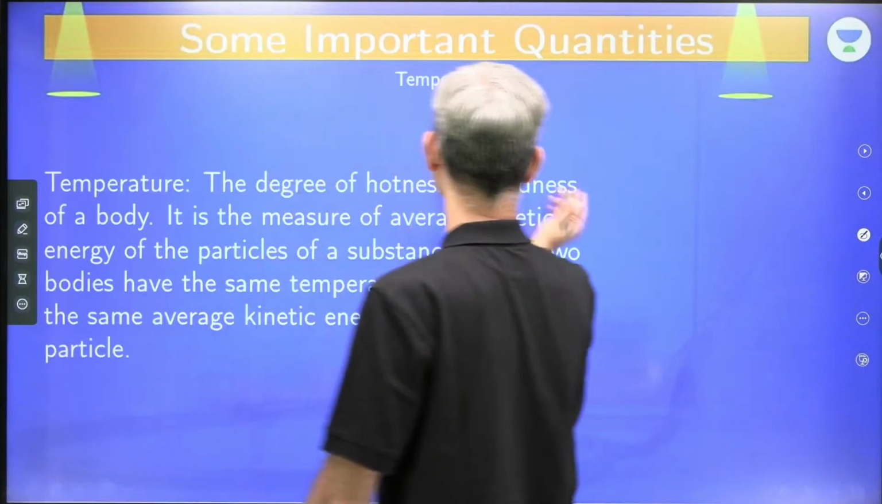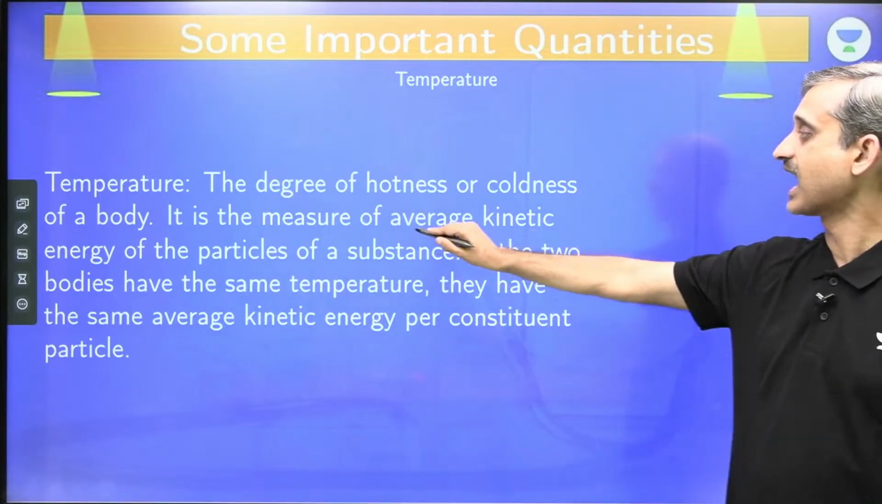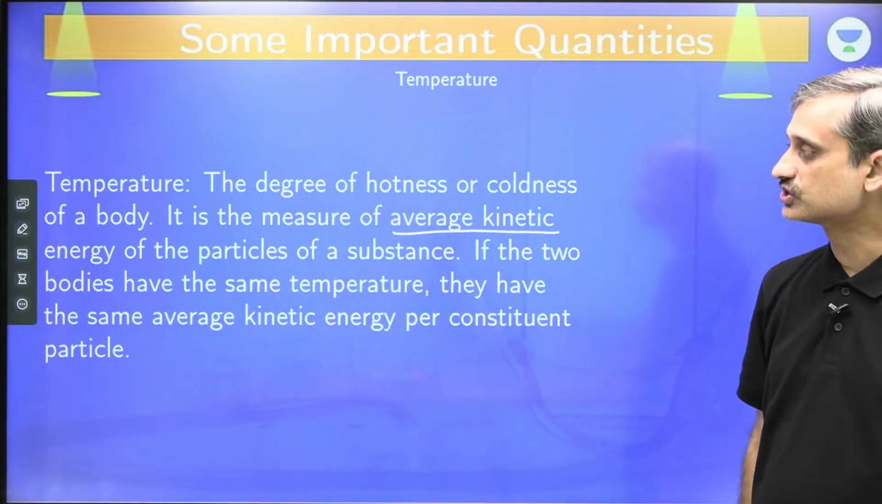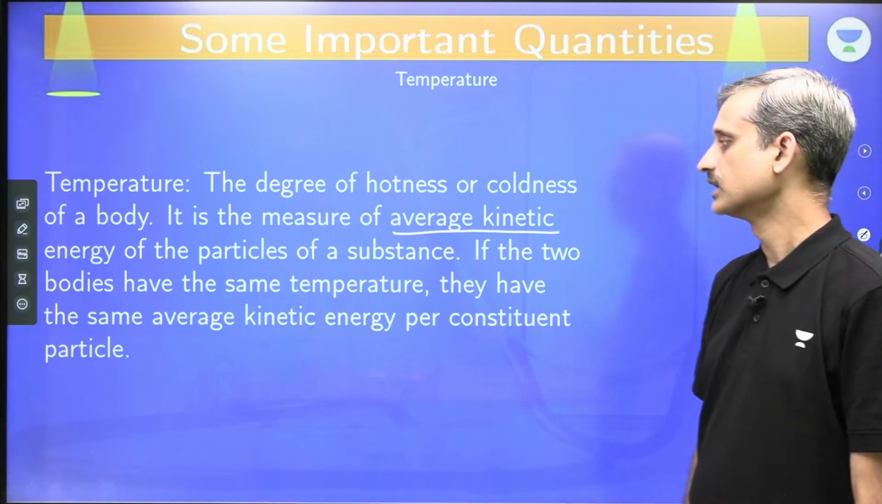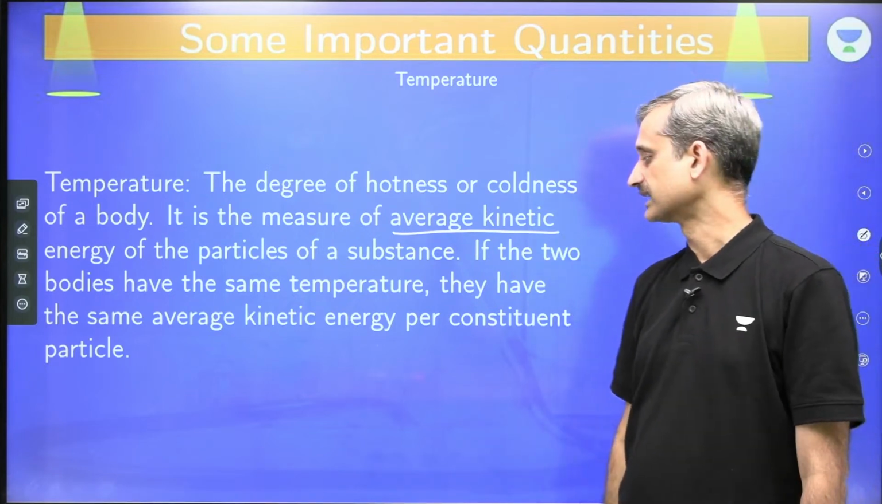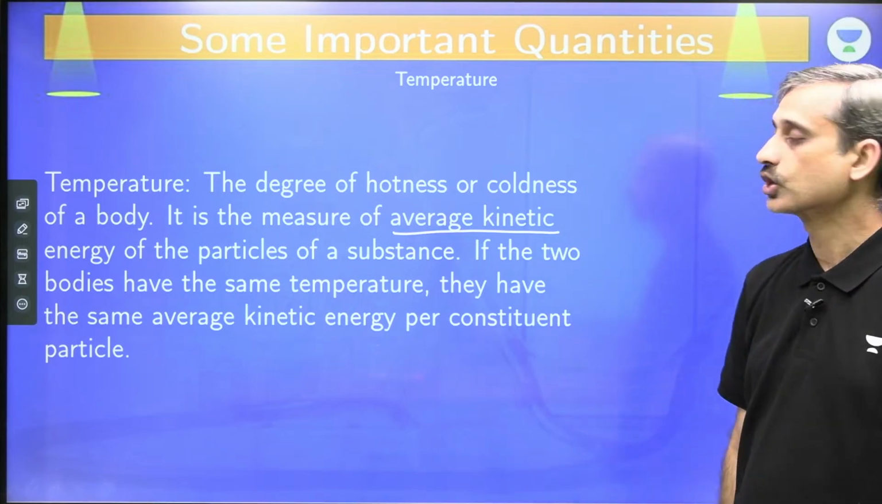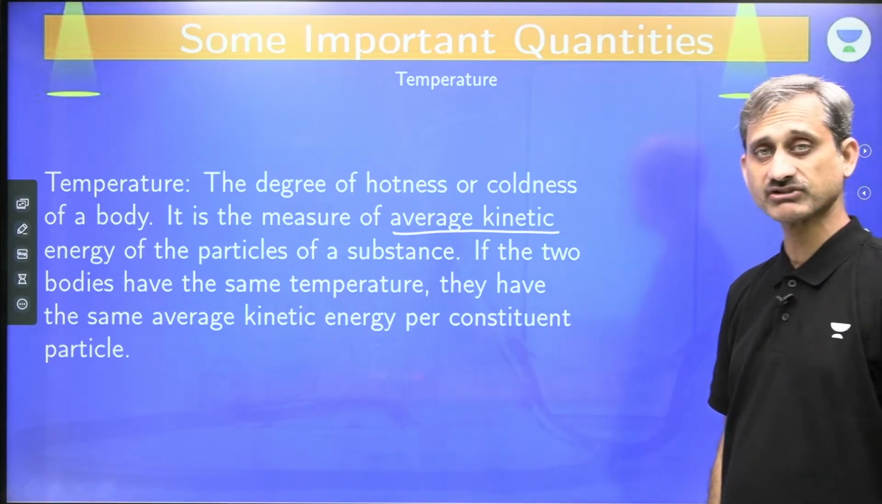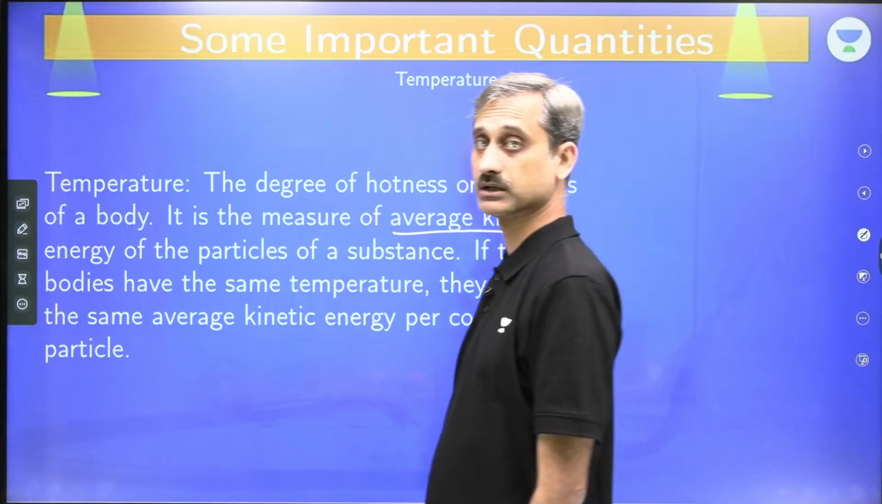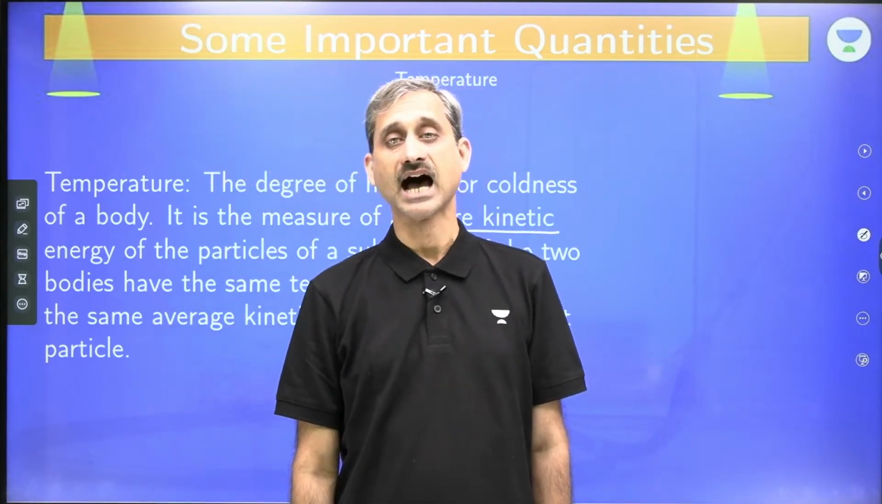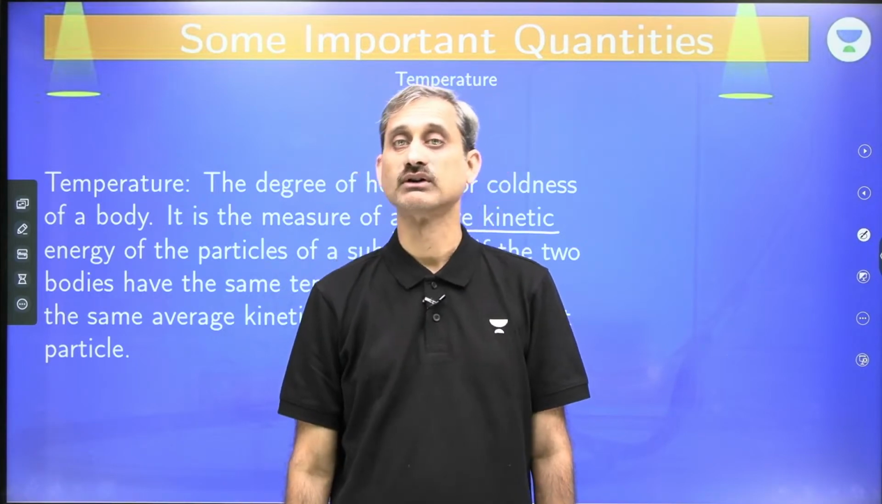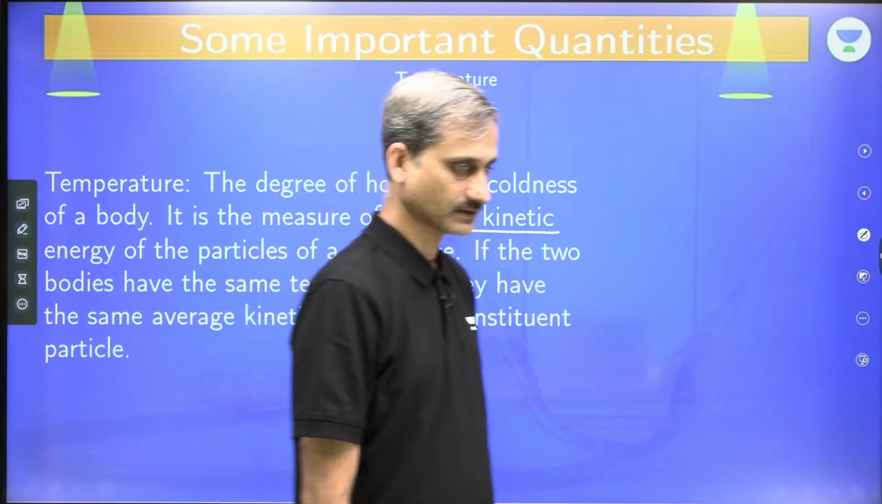Temperature is the degree of hotness or coldness of a body. It is the measure of the average kinetic energy of the particles of a substance. If two bodies have the same temperature, they have the same average kinetic energy per constituent particle. Please understand, it is the average kinetic energy per constituent particle. If we increase the size of the constituent particle, the average kinetic energy would remain the same, so the velocity actually decreases. Fine.